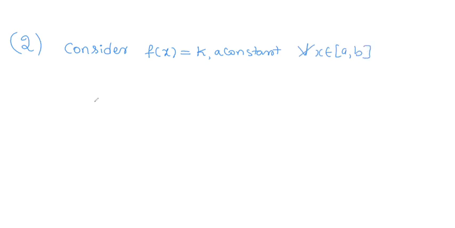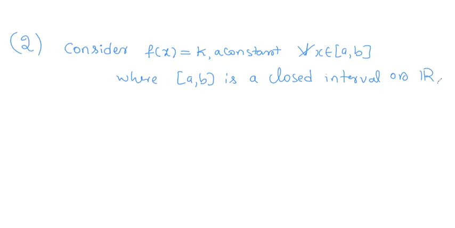Now we shall have one more example for a Riemann integrable function. Consider f of x is equal to k, which is a constant, for all x varying over some closed interval a comma b, where a comma b is a closed interval on the real line R. So here we shall discuss Riemann integrability of a constant function defined on some closed interval a comma b.